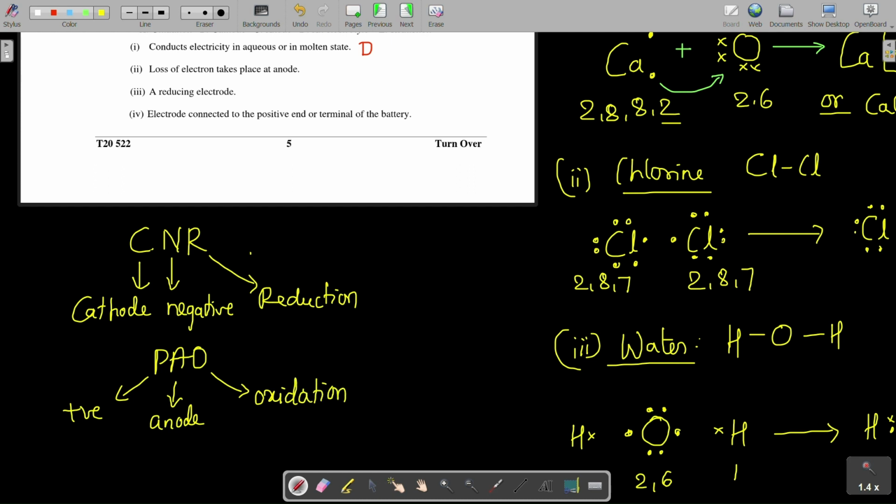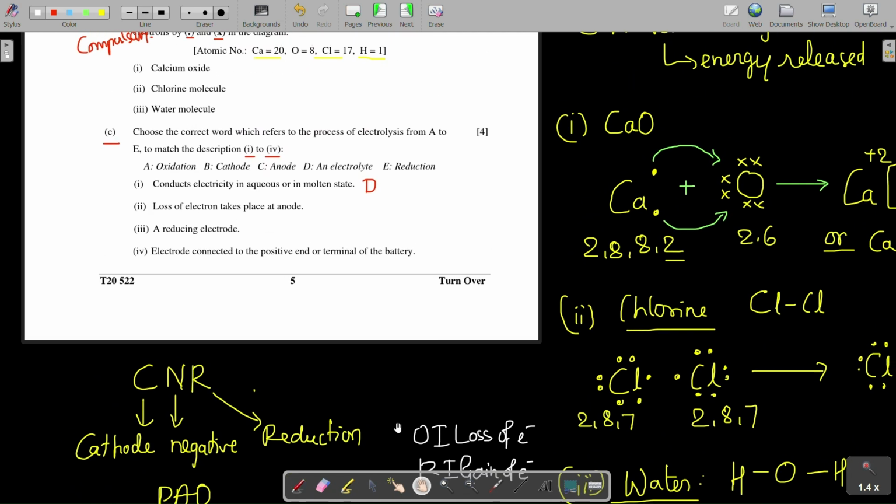Then you will not have confusion about what is happening at the cathode, which is negative, and which is positive. Also, many people have confusion about which is reduction and which is oxidation. You can remember one more mnemonic for that: OIL RIG. Oxidation is loss, reduction is gain, loss of electrons, gain of electrons. Now loss of electrons takes place at the anode, so what will you call this? Loss of electron is oxidation. So where is oxidation? A.